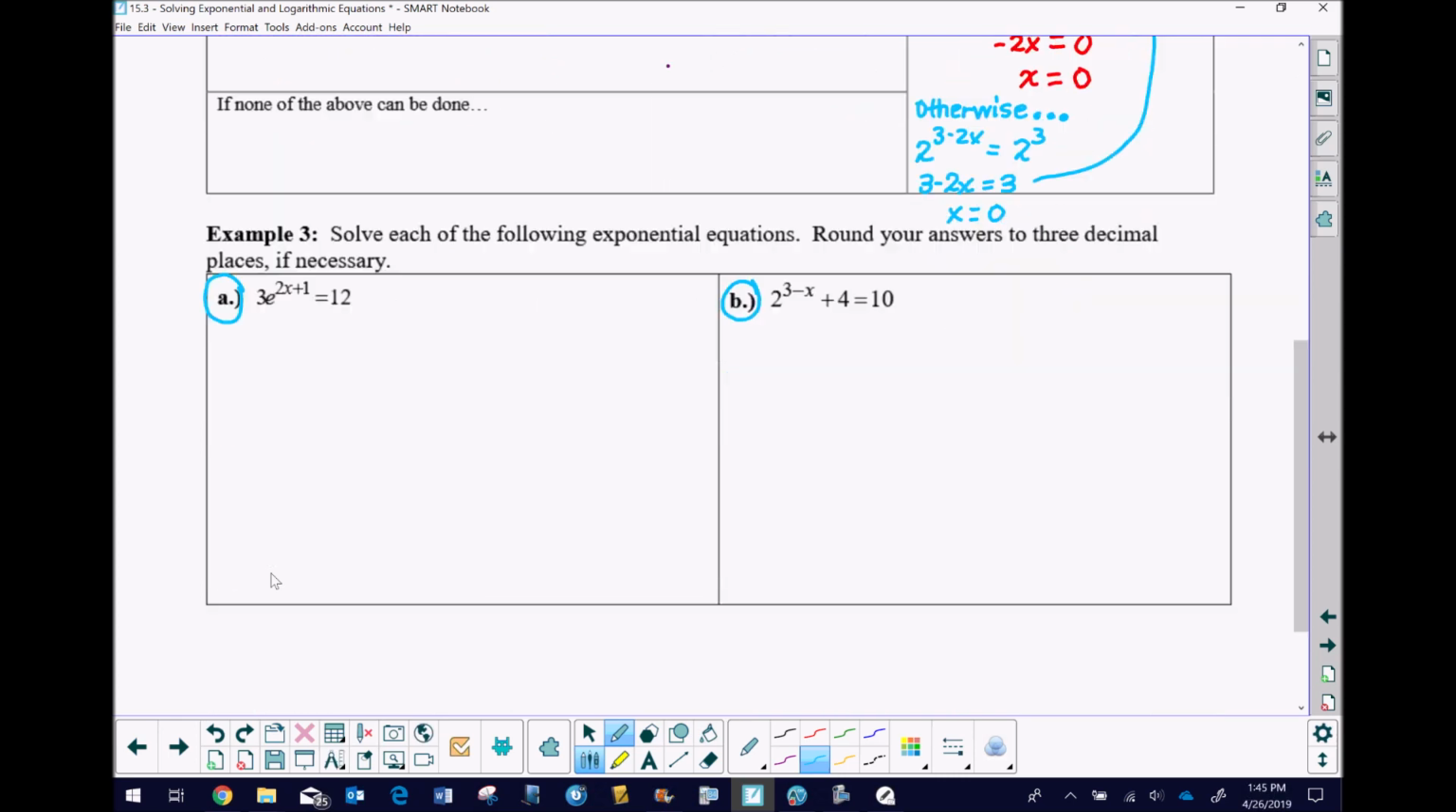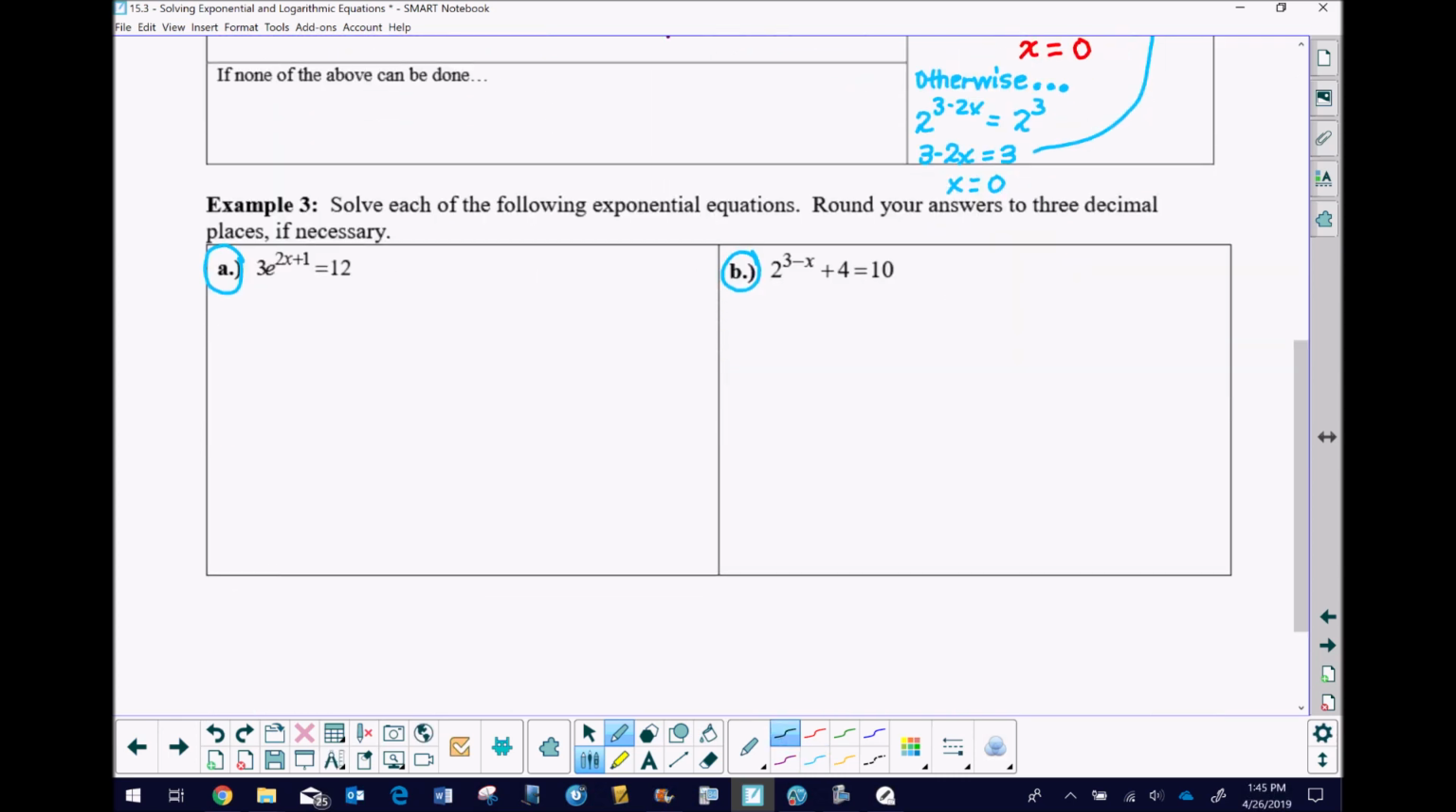So if we go back and we look at A, 3e raised to the 2x plus 1 equals 12. How would we solve for that? Well, that's a great question, right? It says solve each of the following exponential equations, and it says round your answers to 3 places if necessary. So that sort of opens the door that if we have to use the calculator, then so be it. So the first thing that we'd want to do with this is to divide both sides by 3, because that's going to get a number away from the left side and allow us to slowly but surely get closer to that variable x.